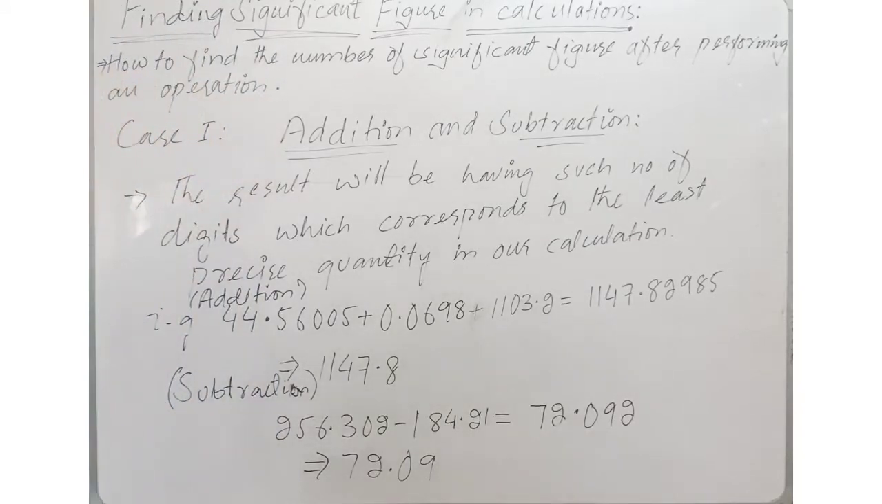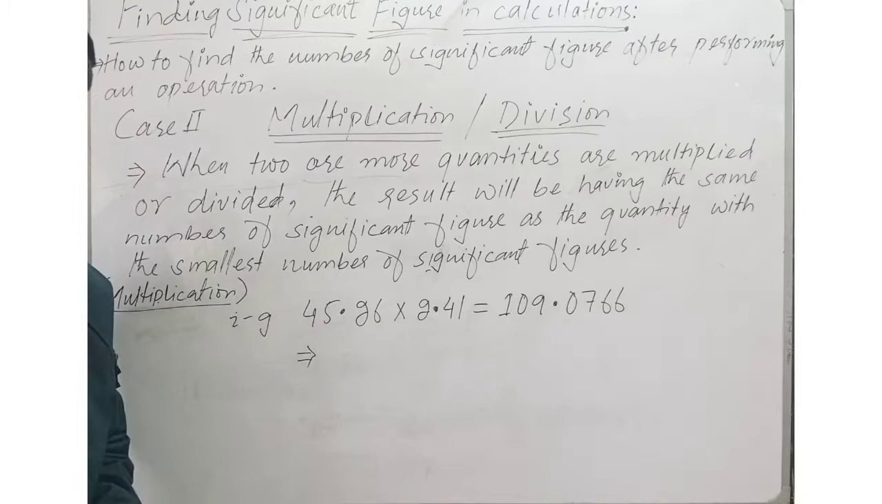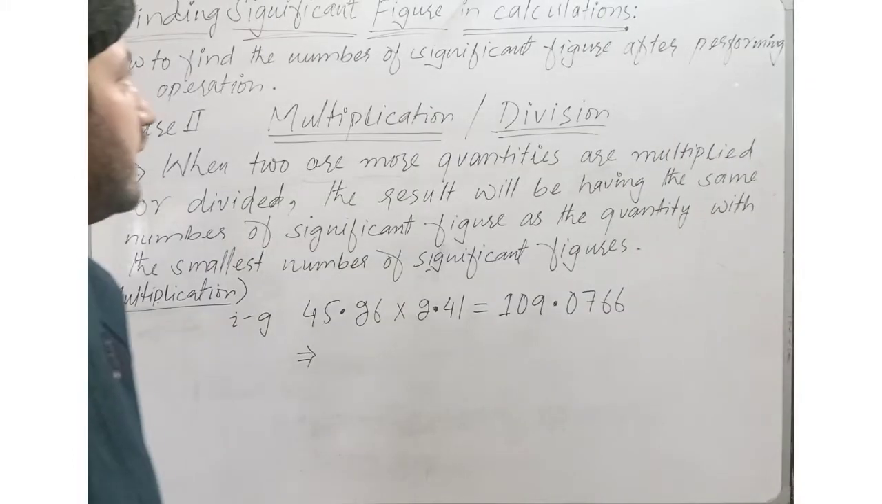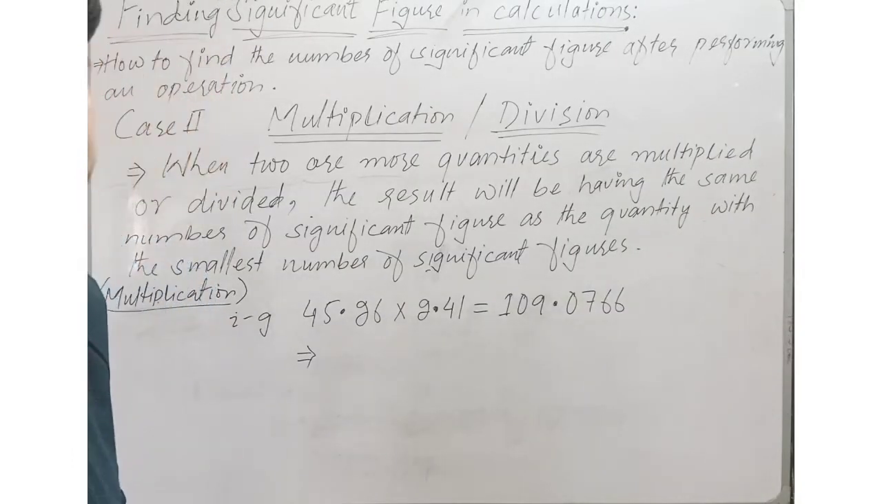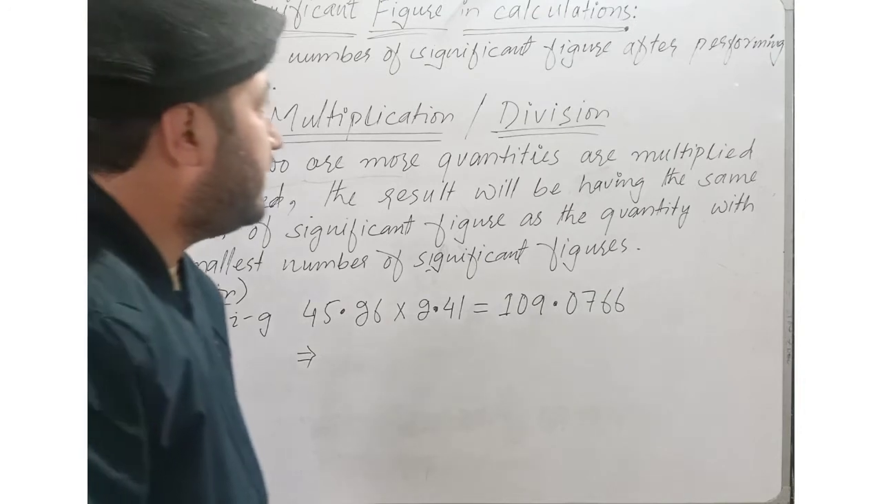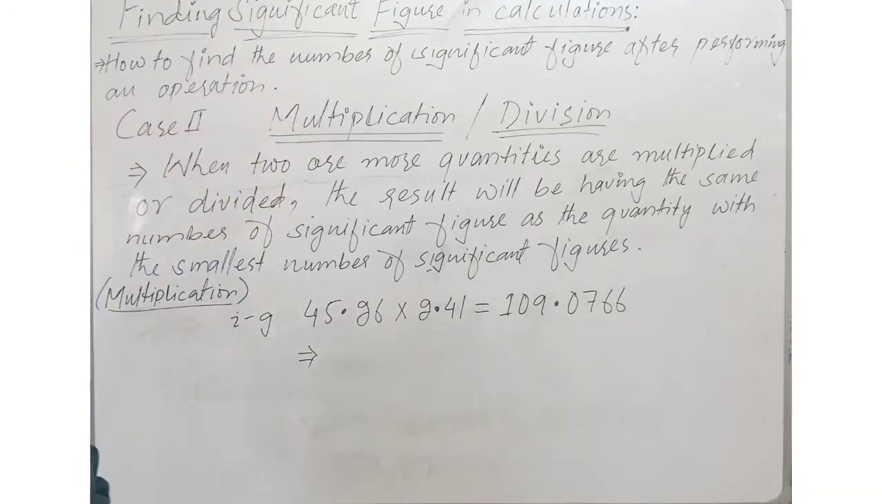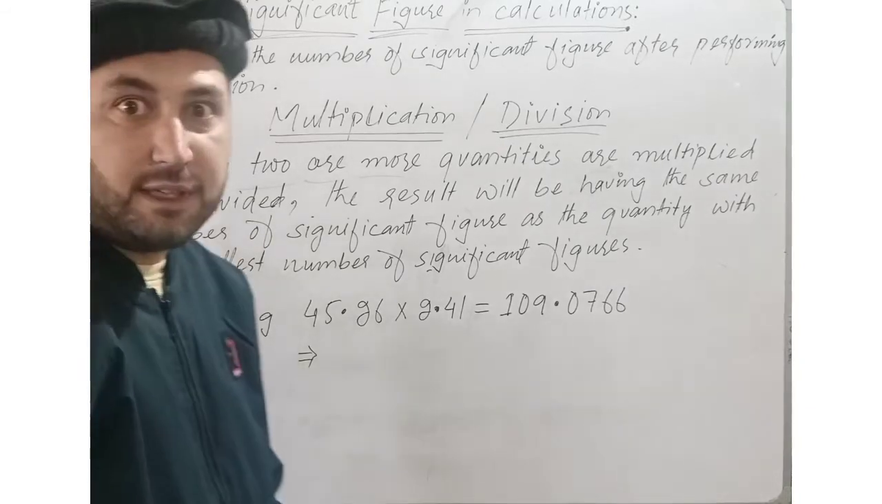Okay, so the next case we are going to discuss is multiplication and division. Whenever two quantities are multiplied or divided, how many significant figures do we have to confine in our result, right? When two or more quantities are multiplied or divided, the result will have the same number of significant figures as the quantity with the smallest number of significant figures, right?